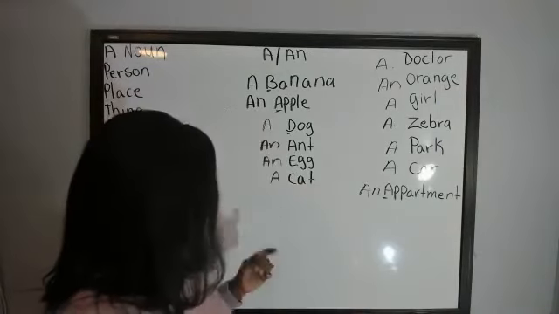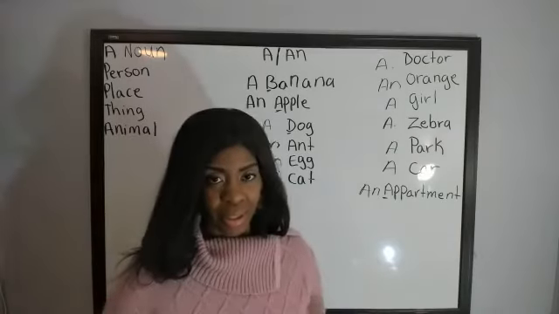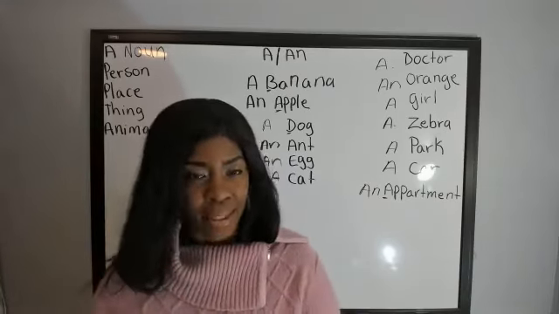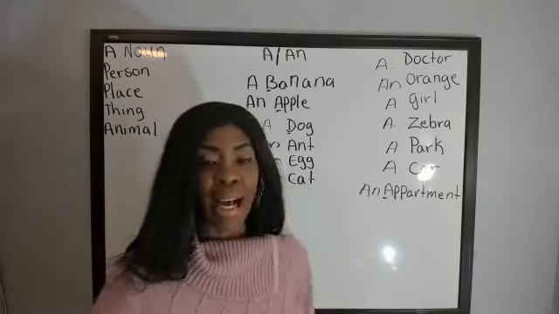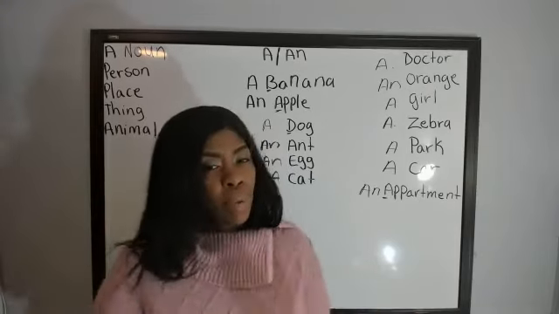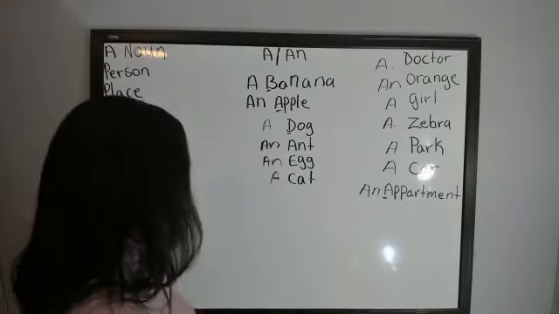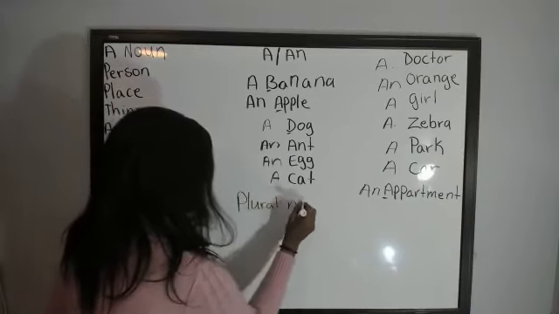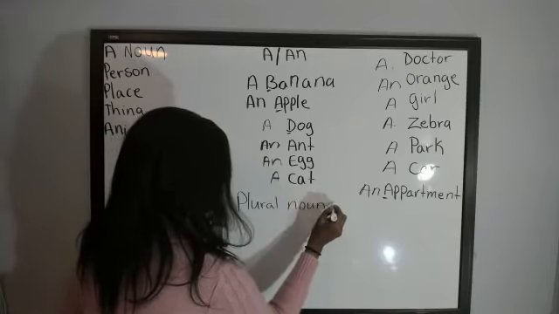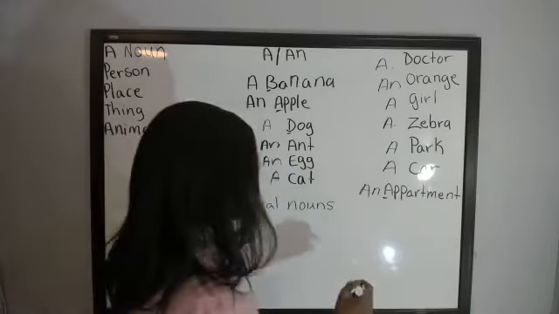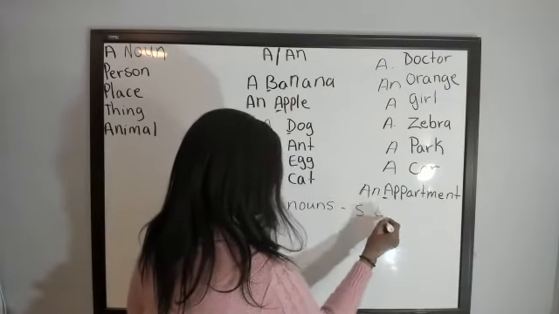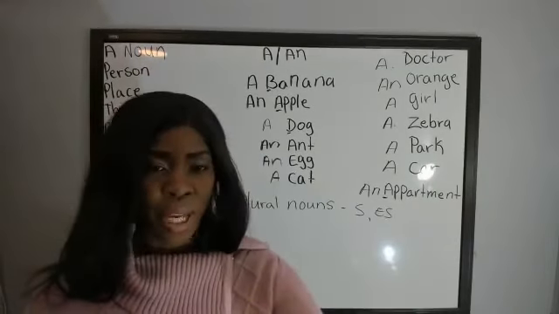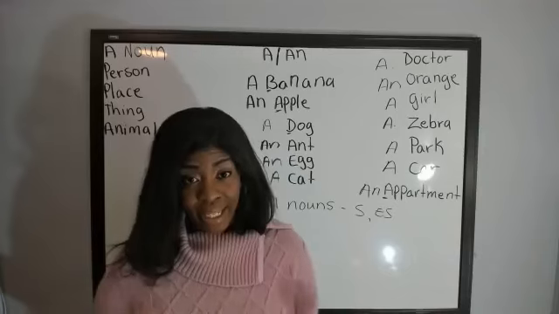So now, if I'm talking about more than one, it's not singular, it's plural. So if I have two cats, I cannot say a cat, I'm gonna say two cats. So how will I know it's plural? All I have to do is add an S. So with plural nouns, I have to add an S or ES to make it plural, all right? Now, when do you add S or when do you add ES?